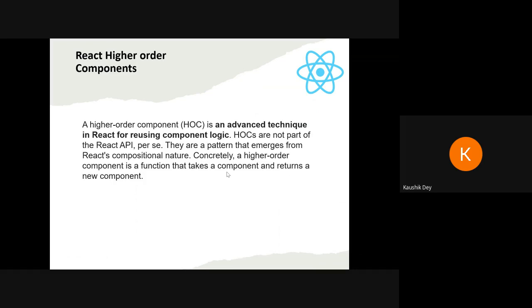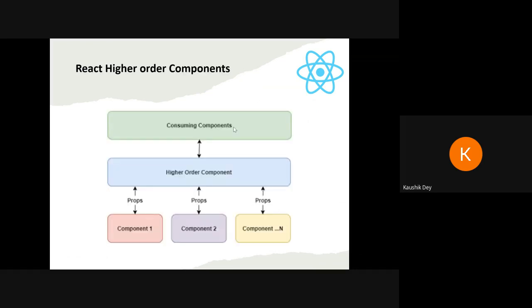React architecture. So how does a higher order component work? Basically, it is a function that takes a component and returns a new component. Inside the function, it takes one component as a parameter and returns a new component, with whatever logic you put inside. So you can see at the architecture level how a higher order component works.